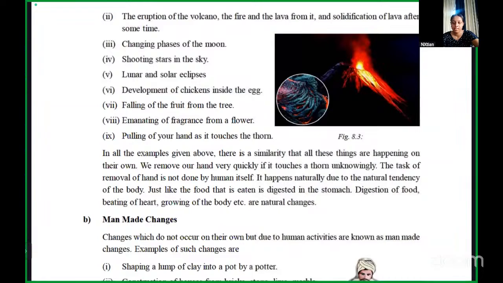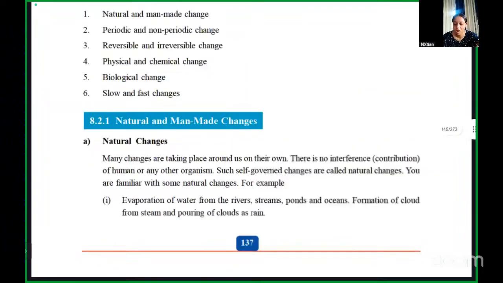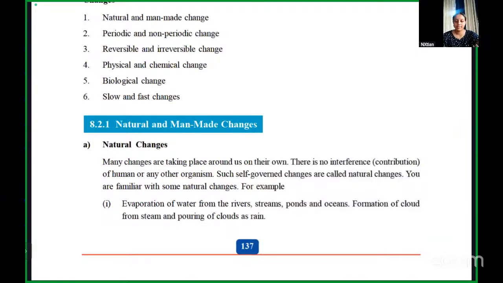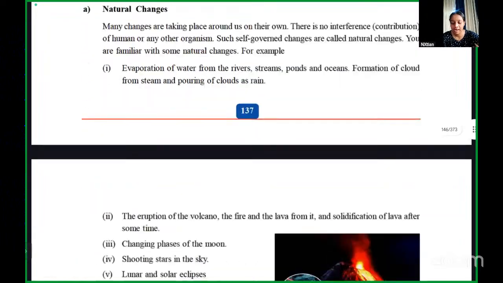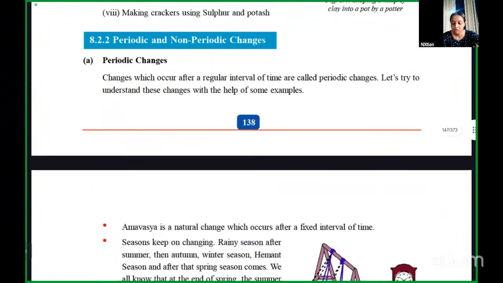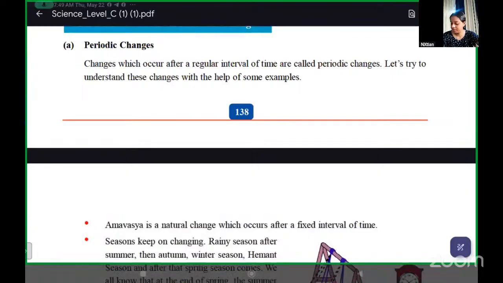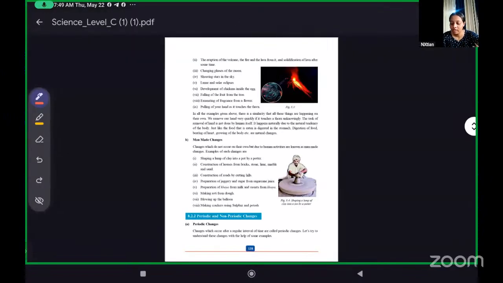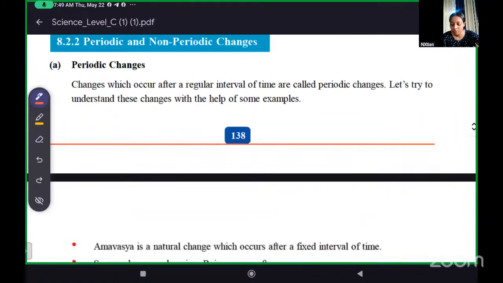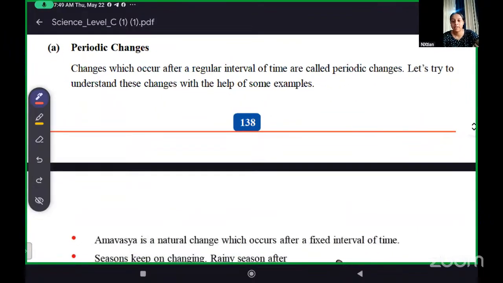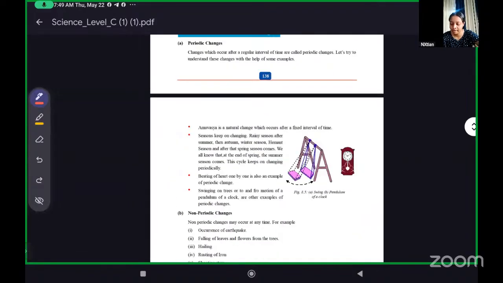So, yesterday we started with types of changes, right? We started with types of changes, and yesterday we covered natural and man-made changes. Today we will see what are periodic and non-periodic changes. Now we have some changes which occur after a regular interval of time, changes that occur after a particular period of time. These changes are known as periodic changes.